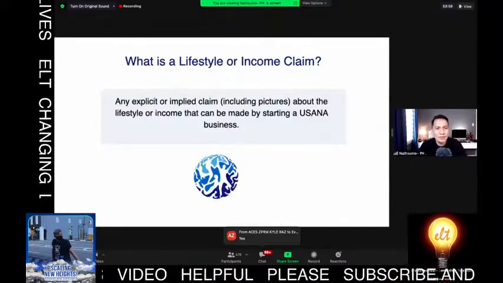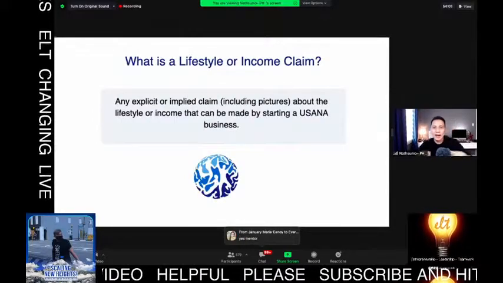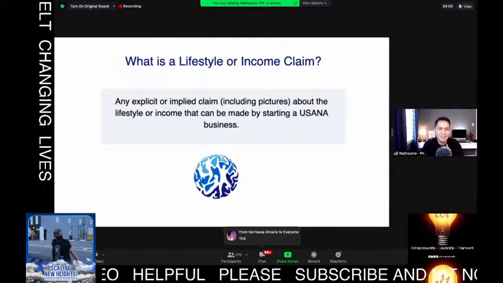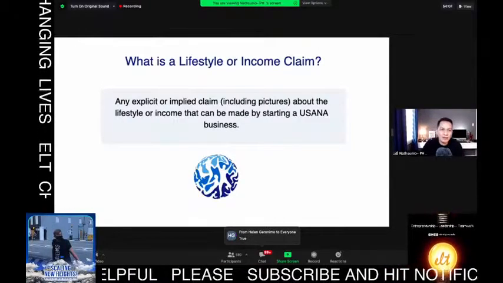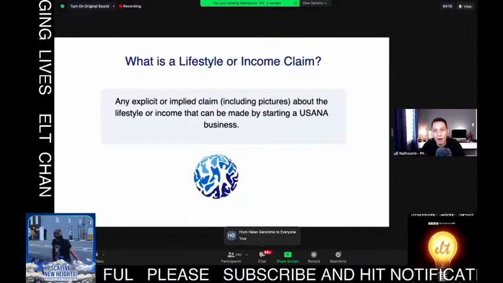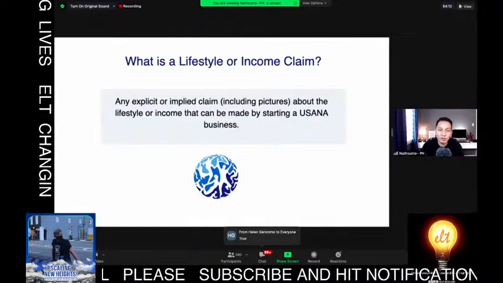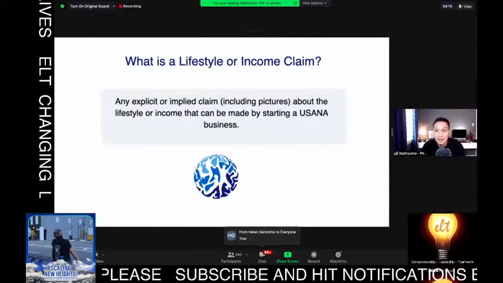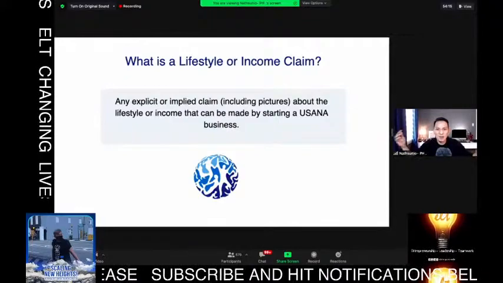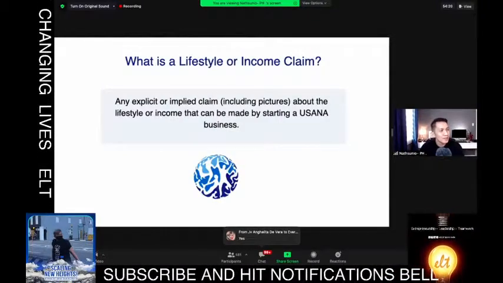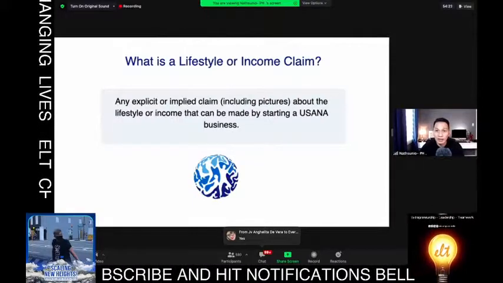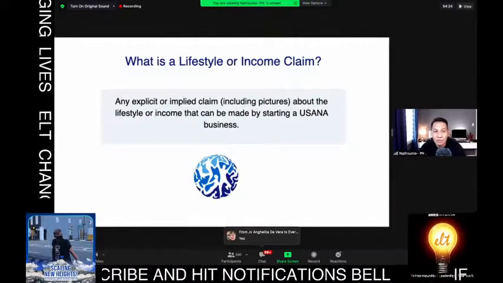Okay, so what is a lifestyle or income claim? Ito yung mga exaggerated, di ba? Explicit or implied claim in terms of income, even yung mga lifestyle na talagang mga OA na alam naman natin kung talaga bang naibibigay ng Usana yan or this is something na nakikita lang natin sa internet as well just to attract people sa online, okay? Or sa mga kaibigan mo sa Facebook as well.